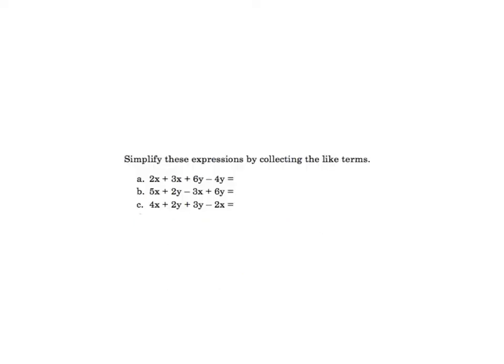Okay, so let's simplify this expression here. So we're going to collect the x's, and that's going to give us 5x. And then we're going to collect the y's. 6y minus 4y is going to be plus 2y. Second one, collect the x's. 5x minus 3x is 2x. And then we're going to collect the y's. Plus 2y, plus 6y, plus 8y. And the last one, 4x minus 2x is 2x. And plus 2y plus 3y is plus 5y.